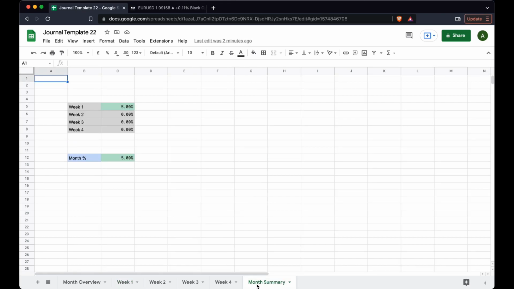So quickly going back to the monthly summary, what you could do is add whatever you need in terms of information you want to know. Do you want to know what your win rate is for the month? Put that in. Do you want to know how many trades you've won compared to how many trades you've lost? You can put that in. And that's where you can really make your own journaling personal to yourself, so you can find out what you need to know about your trading.